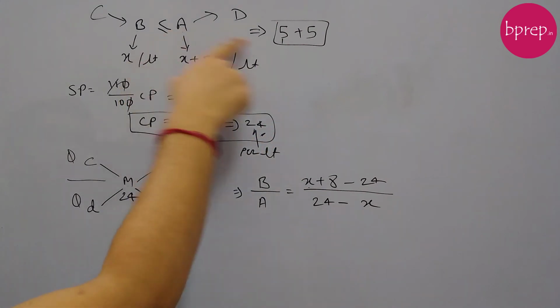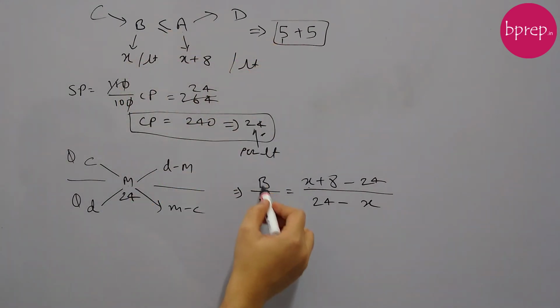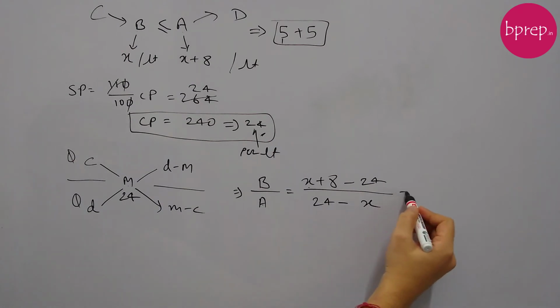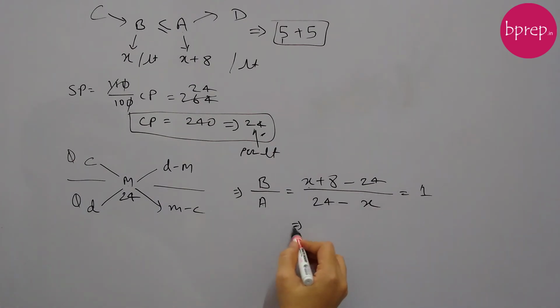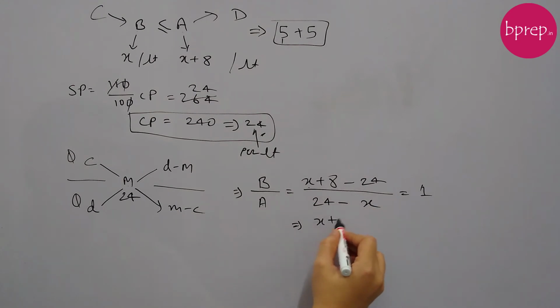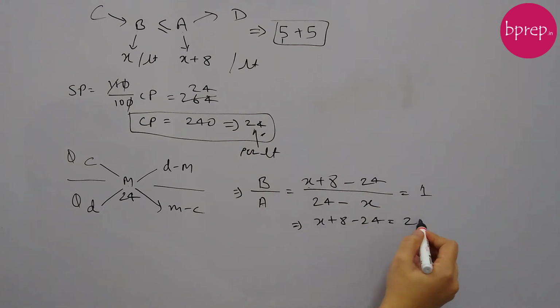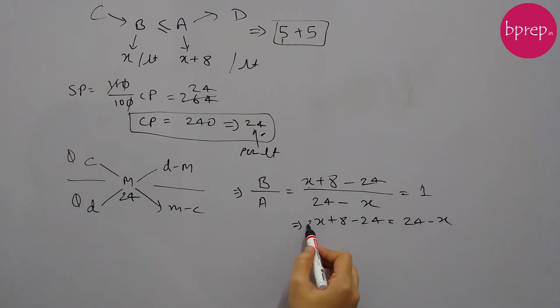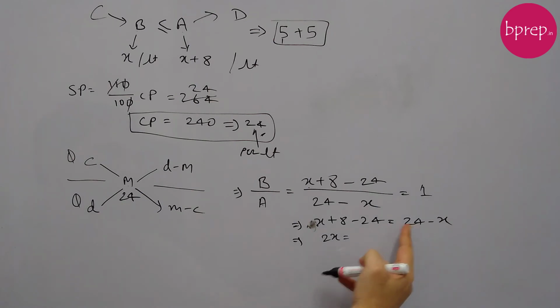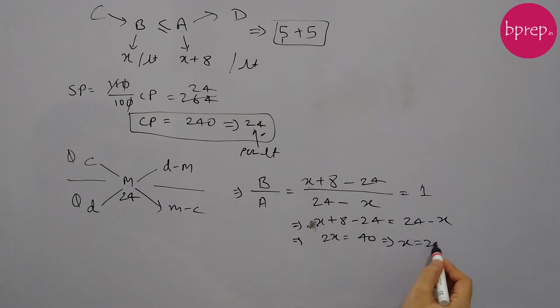So this is important, 5 plus 5. So now if B and A are both 5 liters, then A and B will be equal. So this is equal to 1. Okay, so from here we can say x plus 8 minus 24 is 24 minus x. So from here we get, let's write in next step, 2x is equal to 24 plus 24, 48 minus 8 is 40, or we get x equals 20. Okay. So what is x? X is the price of B per liter. So when B is maximum, the price of B can be 20 rupees per liter, right? Which is the answer. Okay.